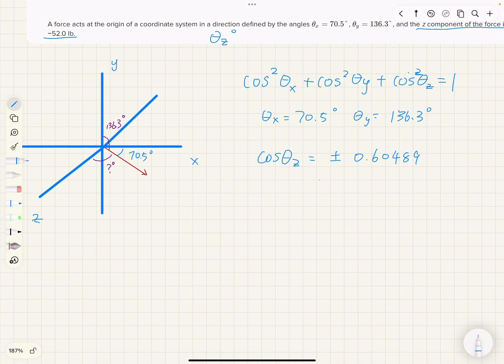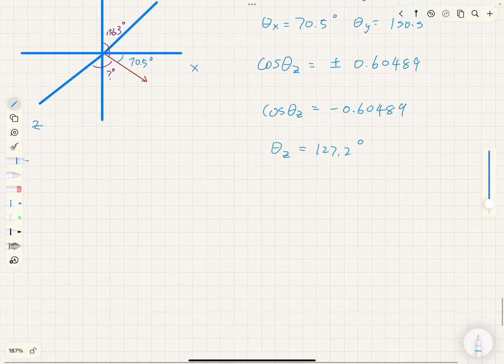and so now we know we are going to use negative 0.6. So cosine delta z equals negative 0.60489, and we got delta z would then be 127.2 degrees.